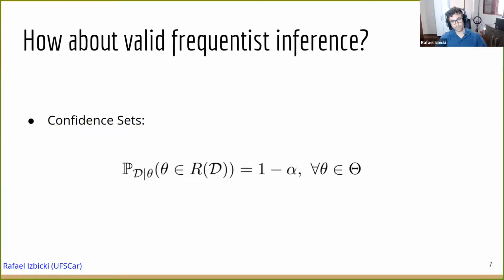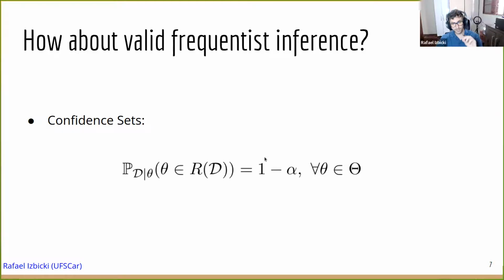But the question we want to deal with here is how can we construct valid frequentist inference? I don't want to go into the Bayesian versus frequentist debate. But the fact is that there are some scientists that want frequentist guarantees for their procedures, and so we developed some methods to do frequentist inference in this likelihood-free setting.